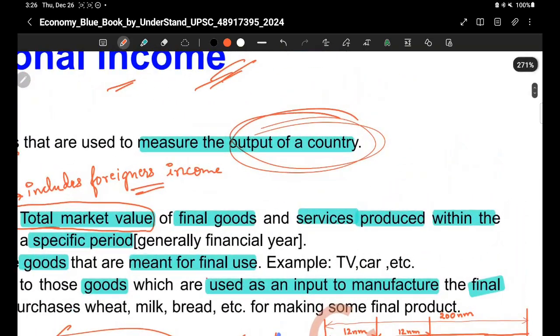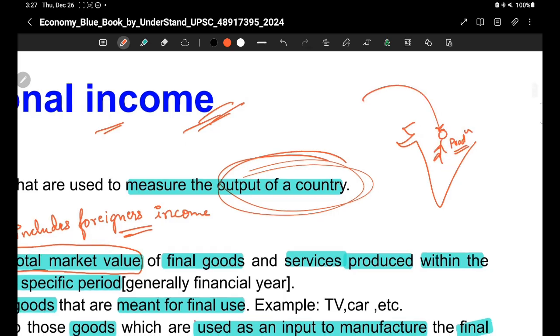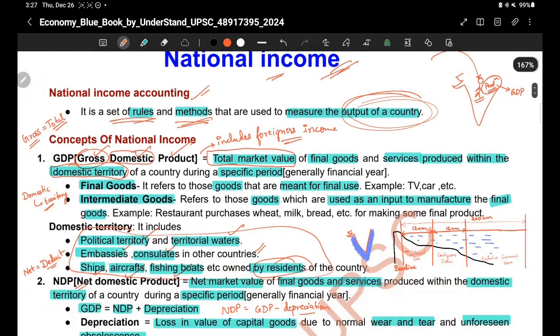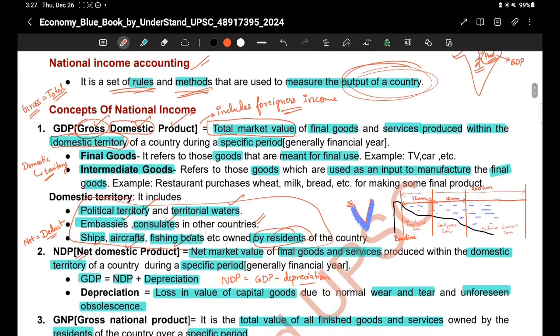So let's say this is the domestic territory of India. Now let's say a foreigner comes here, from outside he comes, and he starts producing here in India. So whatever he produces here, that is part of the GDP. Anything produced within the domestic territory, irrespective of whether they are residents or foreigners, it should be produced in the domestic territory. That's all. That is part of the GDP.